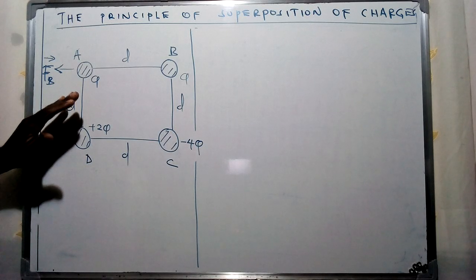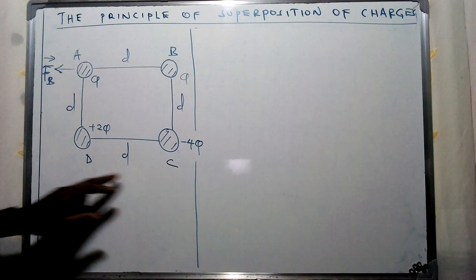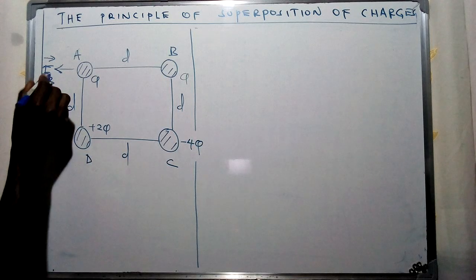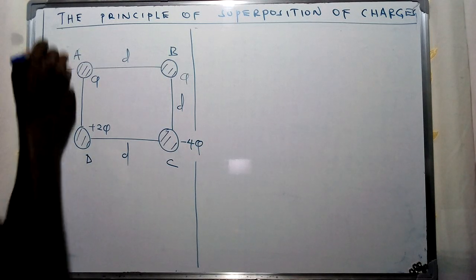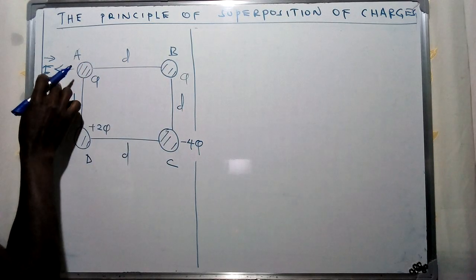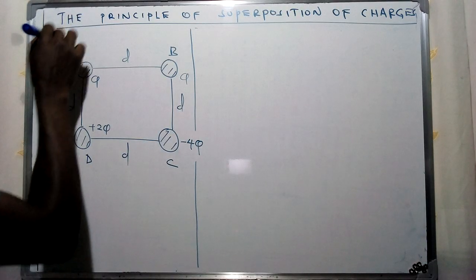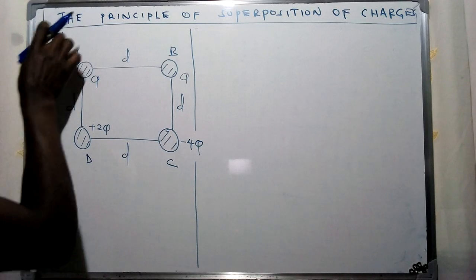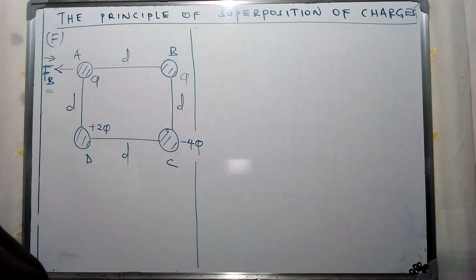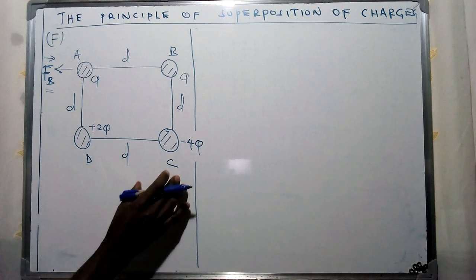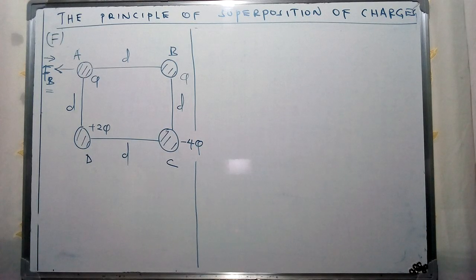If we are required to find the force applied by the charges C and D on A, we have been told that the force experienced by A due to the presence of B is given as F. I've just given it as FB. We can consider this to be the net force applied at this point. Now, suppose we are requested to find the force applied by C and D on A, then we use the principle of superposition to find this.